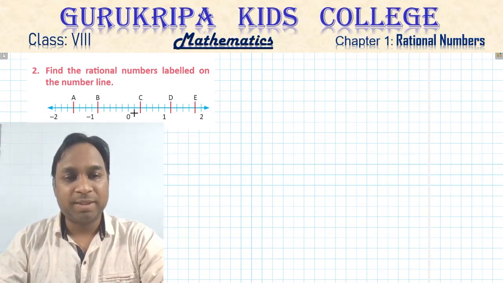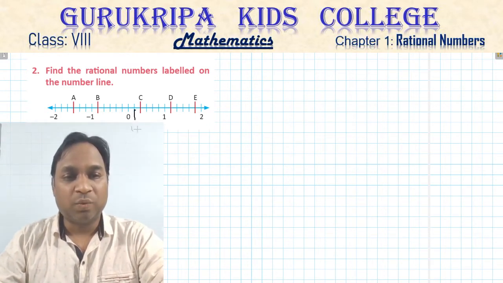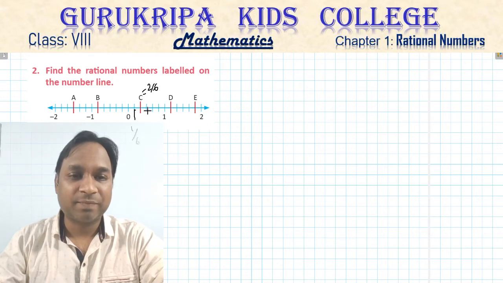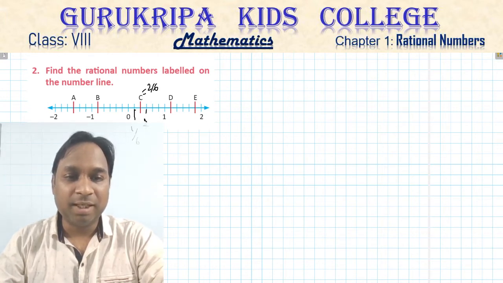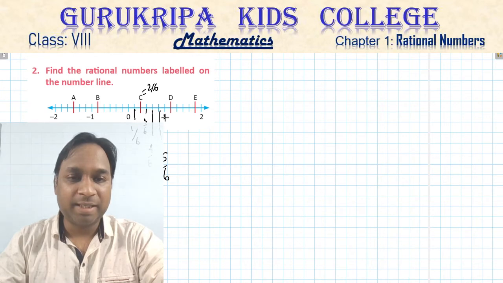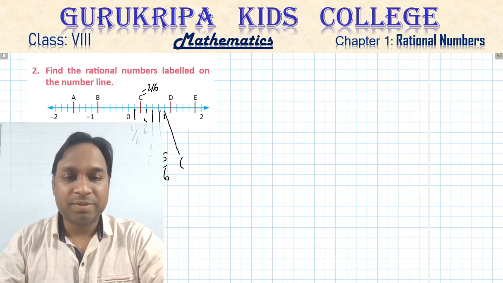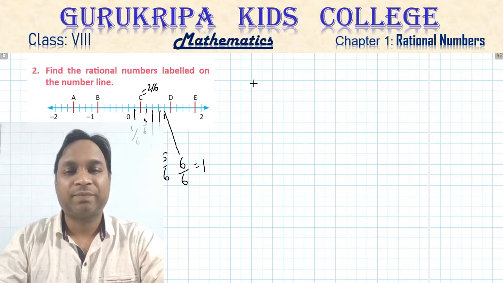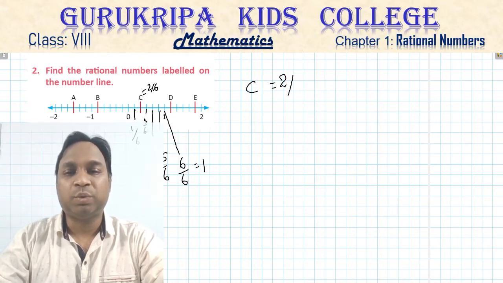So can we label all these things? This will be 1 by 6. C will be 2 by 6. This will be 3 by 6. This will be 4 by 6. This will be 5 by 6. And this one is lastly 6 divided by 6 is equal to 1. So we have got C. C is equal to 2 divided by 6.